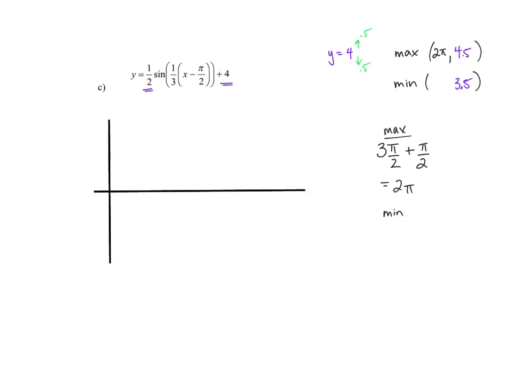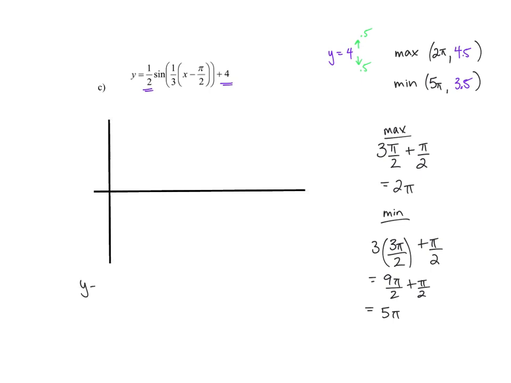My minimum, if I think about my minimum curve on sine, my minimum was located at 3 pi by 2. Horizontally stretch that by a factor of 3. And then I add pi by 2 to it. So I'm going to be at 9 pi by 2 plus pi by 2 gives me 10 pi by 2, which will give me 5 pi. So my minimum is at 5 pi and 3 pi by 2.